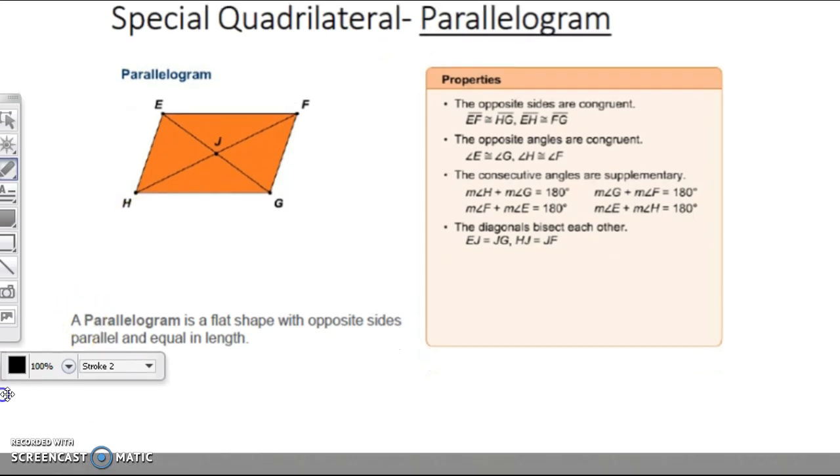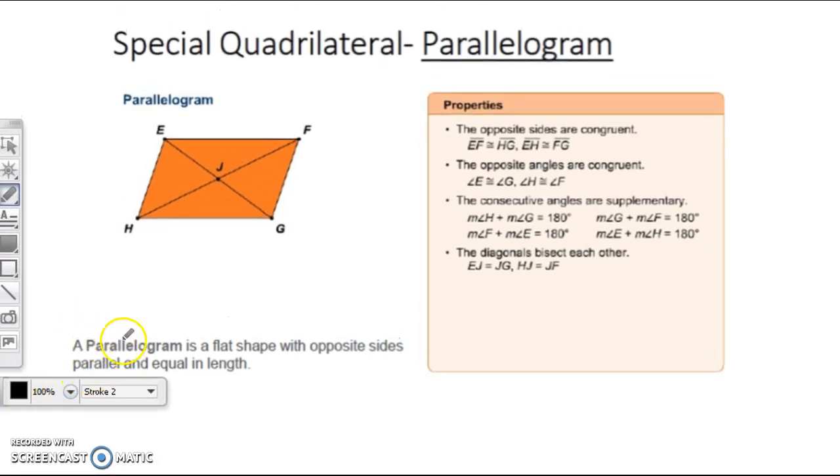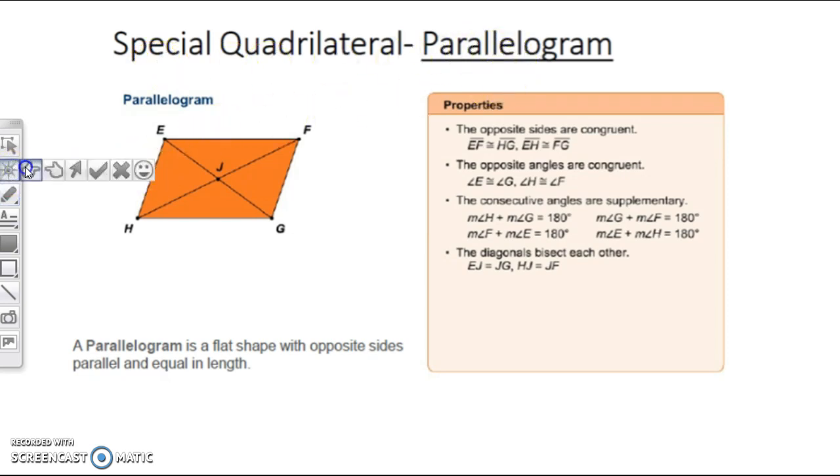Alright, so to be successful on this quiz, you need to know about parallelograms. So here we go. Here's some information about a parallelogram. First of all, it's just a flat shape, and the opposite sides are parallel and equal in length. So EF has to be parallel to HG, and EH has to be parallel to FG.